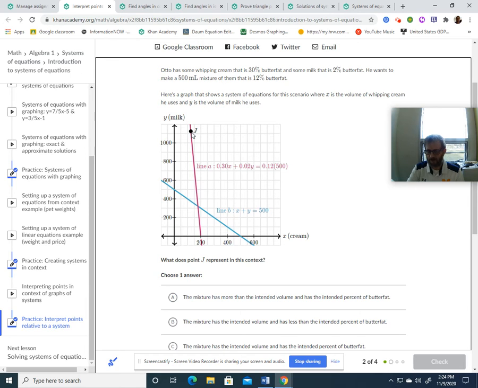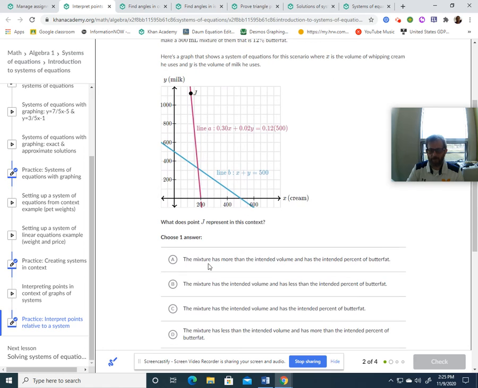We get the 12% of butter fat. Again, J is clearly on that line. So we definitely have the right amount of butter fat. The mixture has more than the intended volume and has the intended percentage of butter fat. That's it right there. Here's the volume. We're more than the volume, but we got the butter fat correct.